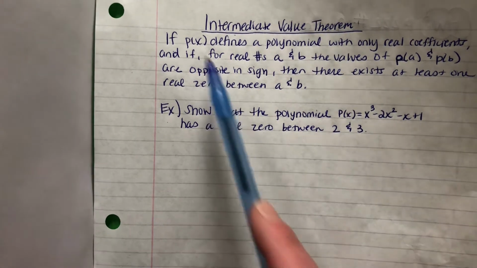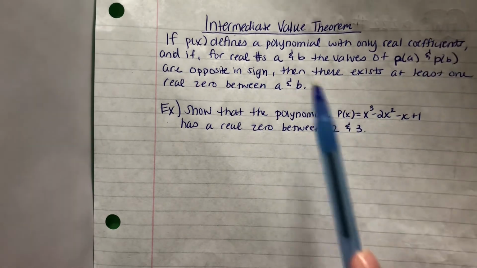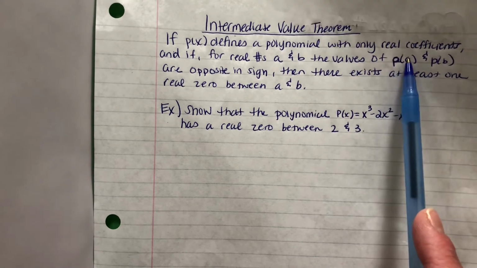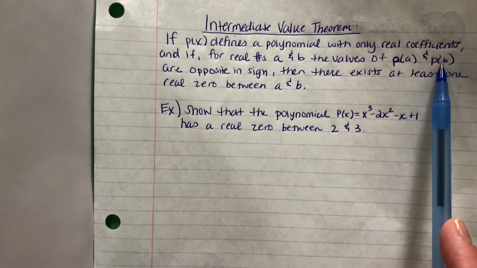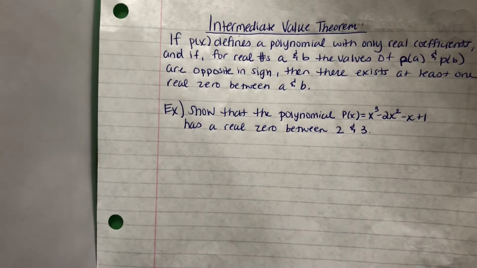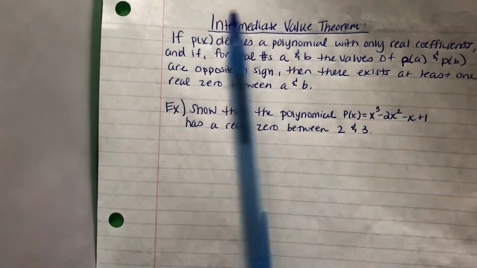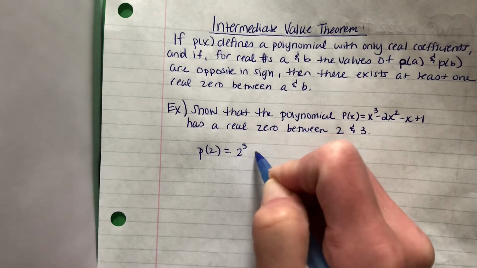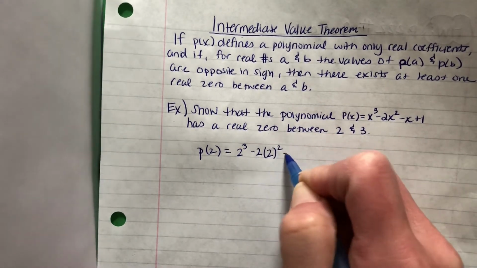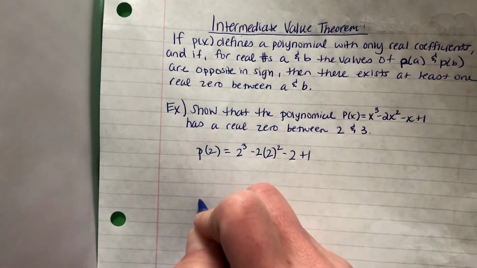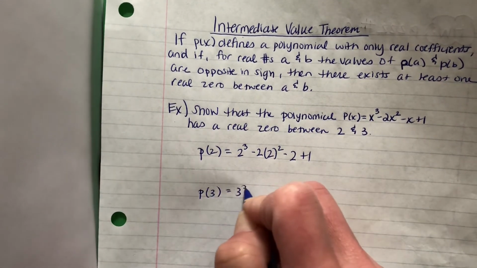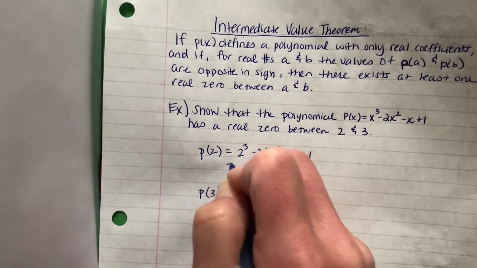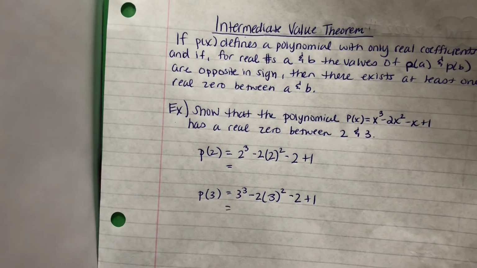So as the theorem suggests, we've got our polynomial p of x, that's this. We've got real number values a and b, that's our 2 and 3. So if we do p of 2 and p of 3, and the answers come out to an opposite sign, that means that there's definitely a zero there. So if we start our work here, p of 2 equals, replacing every x with a 2. And then we'll do the same for p of 3, replacing every x we see with a 3. And then, of course, we'll just do the math here.